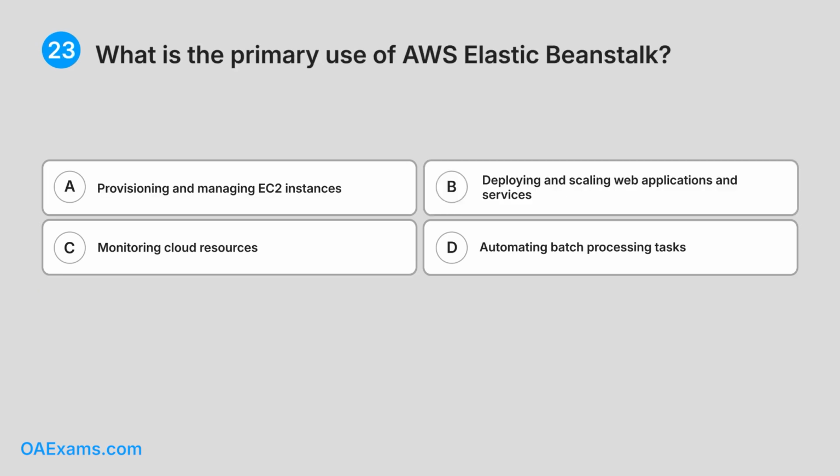23. What is the primary use of AWS Elastic Beanstalk? A. Provisioning and managing EC2 instances. B. Deploying and scaling web applications and services. C. Monitoring cloud resources. D. Automating batch processing tasks. Can you guess the answer?